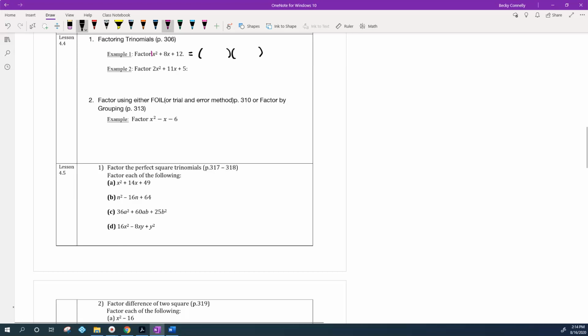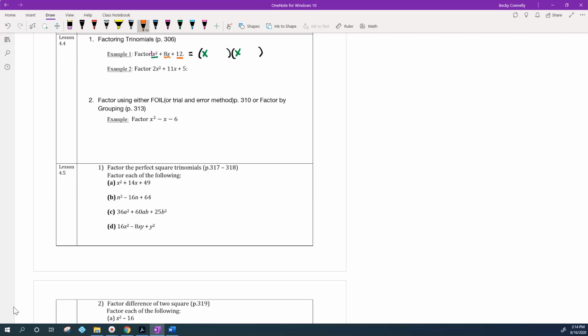And then you're asking yourself a couple of questions. You're saying, what times what is x squared? So that's x and x, right? And then what times what is 12 that adds to be 8? Right, so these kind of are going together. So what multiplies to be 12 that adds to be 8?